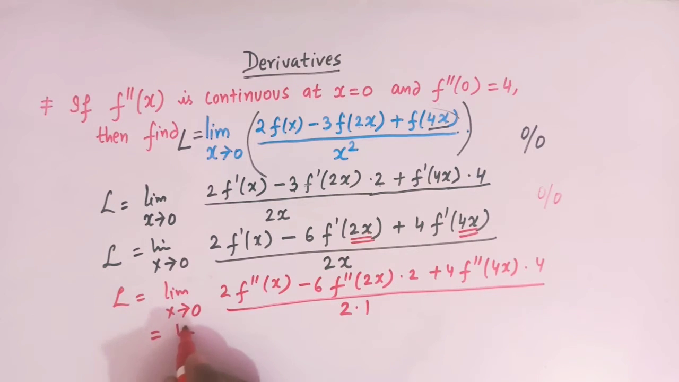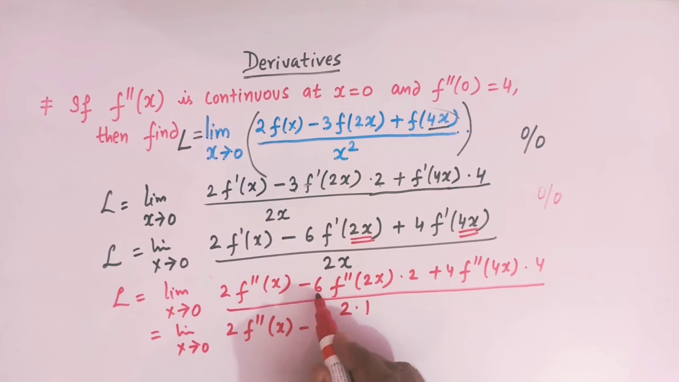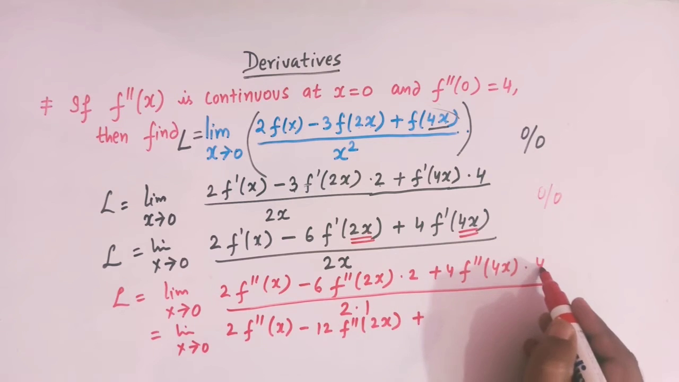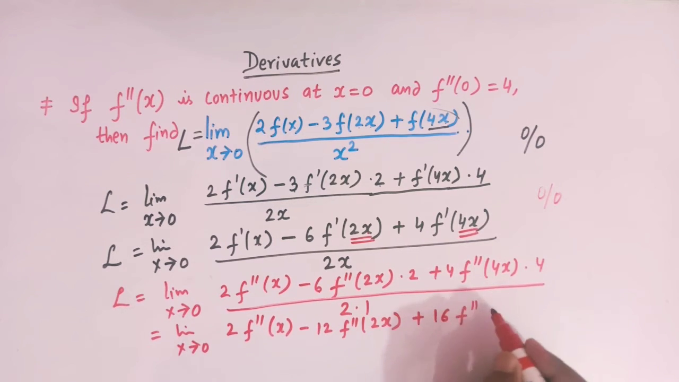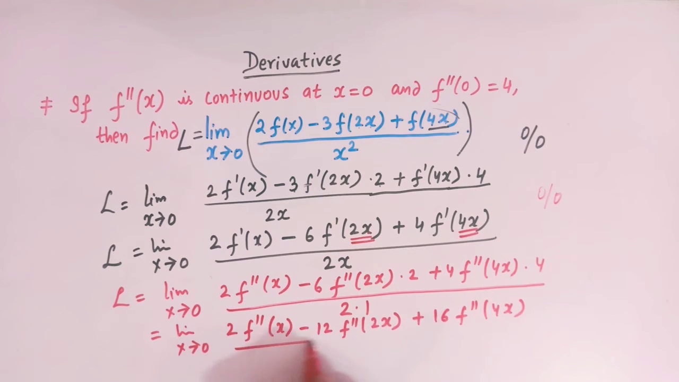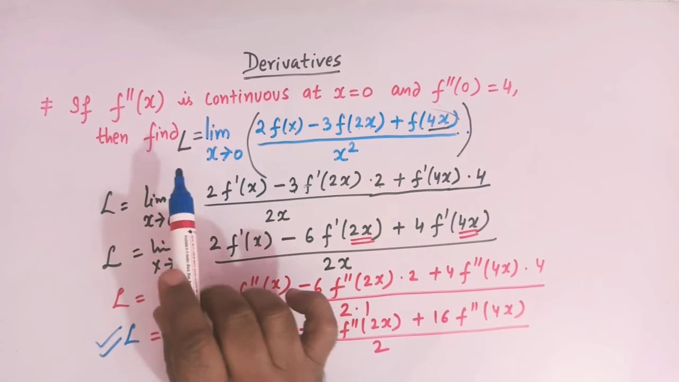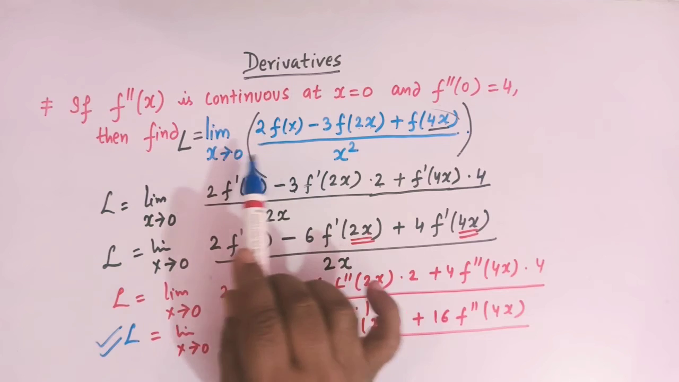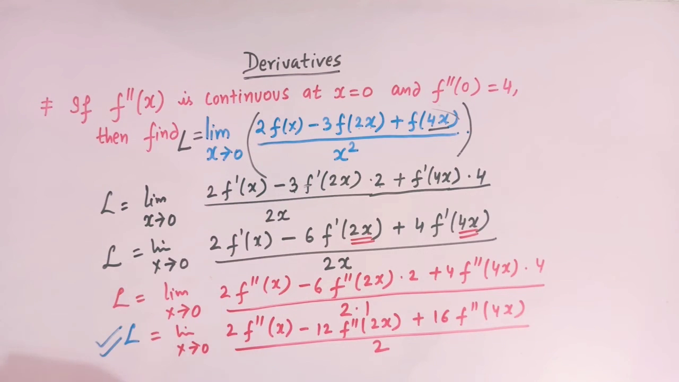So now we have limit x tends to 0, here we have 2 times f double prime of x minus, this is 6 times 2, that is 12, and f double prime of 2x, and then we have 4 times 4, that is 16, and f double prime of 4x, and divided by 2, right? So now viewers, we have applied L'Hopital's rule to this limit twice, right? And we have obtained this limit. Now limit x tends to 0, and we have this expression.